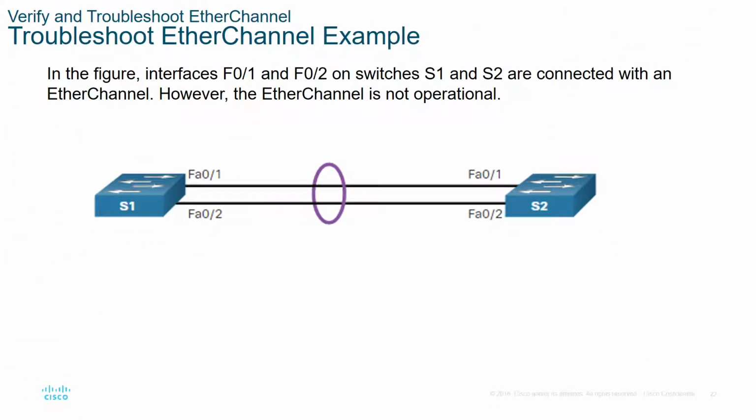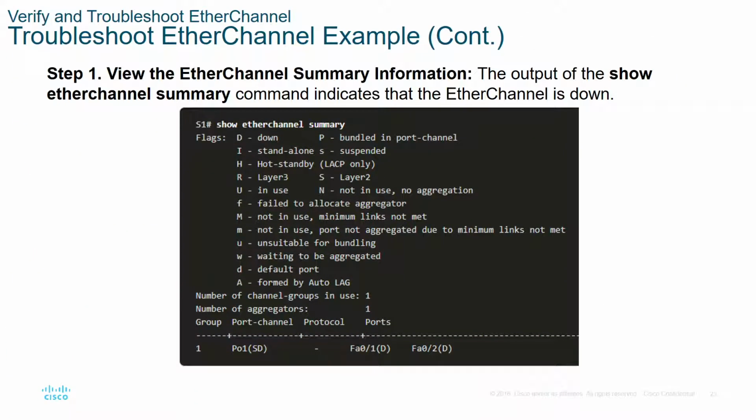Troubleshoot EtherChannel example. In the figure, interfaces FastEthernet 0/1 and FastEthernet 0/2 on switches S1 and S2 are connected with an EtherChannel. However, the EtherChannel is not operational. Step 1. View the EtherChannel summary information. The output of the show etherchannel summary command indicates that the EtherChannel is down.